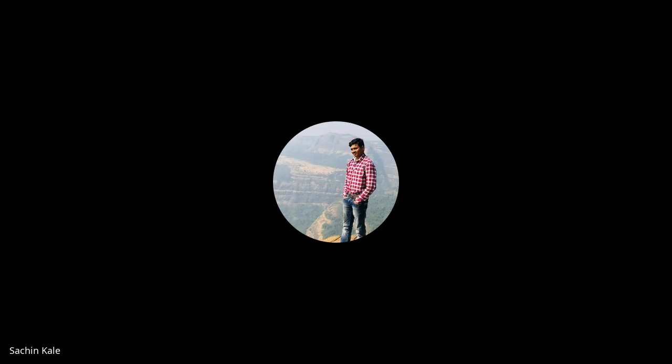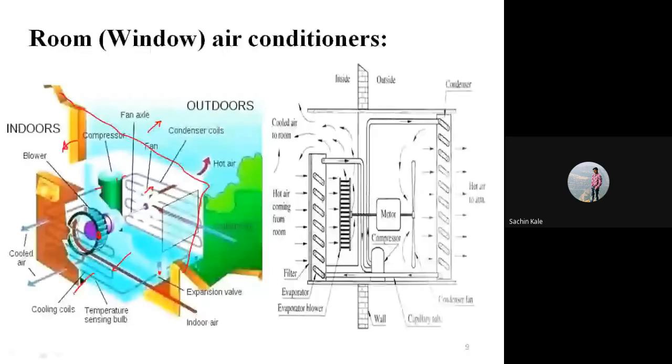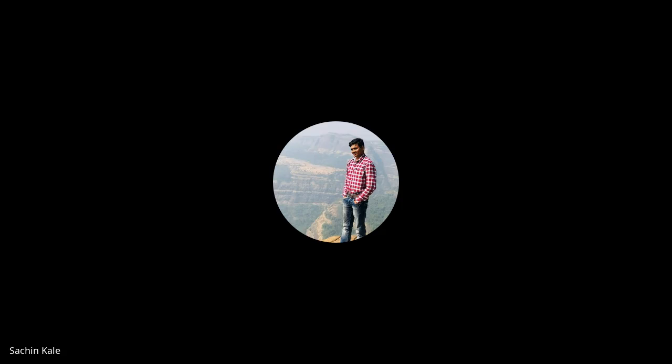That means the refrigerant will absorb the heat from the conditioned room, and that heat will be rejected to the outside of the room. So this is called a room or window air conditioning system. Here also is the same schematic diagram. This is the wall, and this particular portion is the window. Your room will be situated towards this direction, and the remaining portion will be outside of the room.